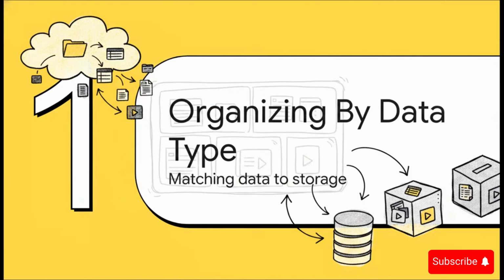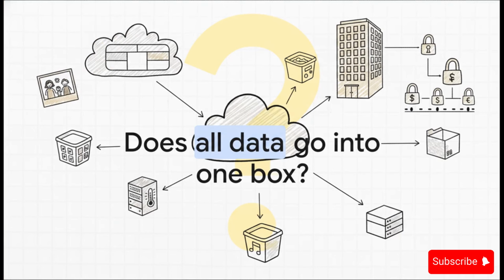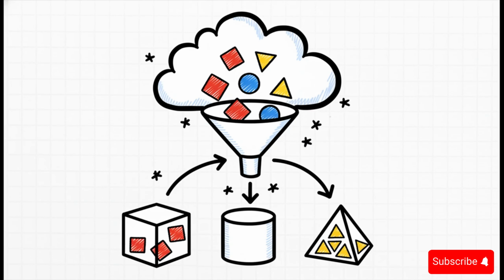Okay, pillar number 1, organizing by data type, essentially matching the data to the right environment. Think about when your data actually arrives in the cloud. Do you think it just gets tossed randomly into some giant digital warehouse? Ask yourself, does all that data just go into one big box? Whether it's your weekend family photos, a massive corporation's accounting database, or just a smart thermostat pinging a temperature check, does all of that get dumped in the exact same bucket? Well, absolutely not. The answer is a resounding no.